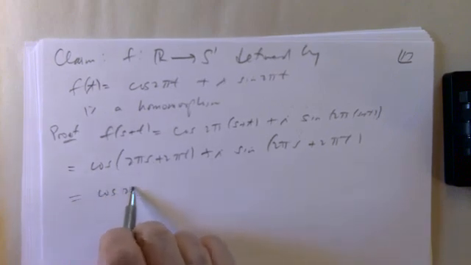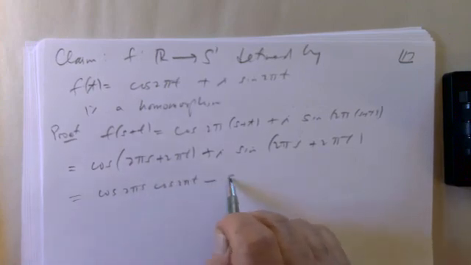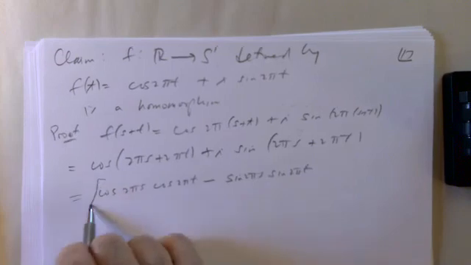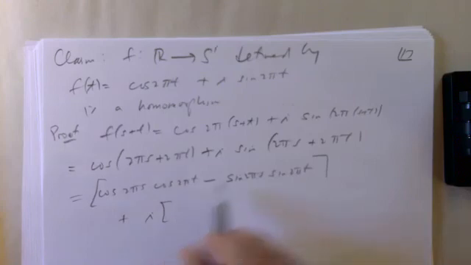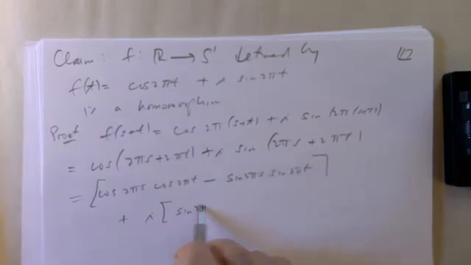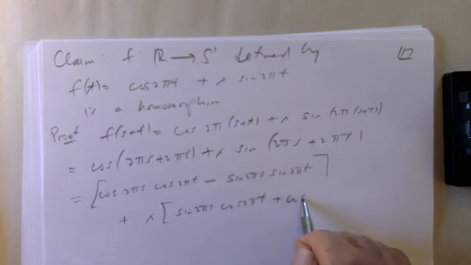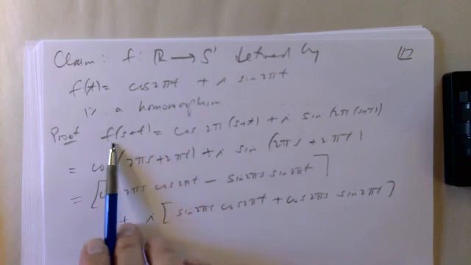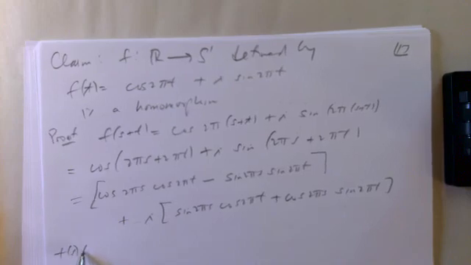You need to know the addition formula for the cosine and the sine. So this is the cosine of 2 pi s cosine of 2 pi t minus the sine of 2 pi s sine of 2 pi t plus i times sine of 2 pi s cosine 2 pi t plus cosine of 2 pi s sine of 2 pi t. That's f of s plus t. And I want to compare that to f of s times f of t.